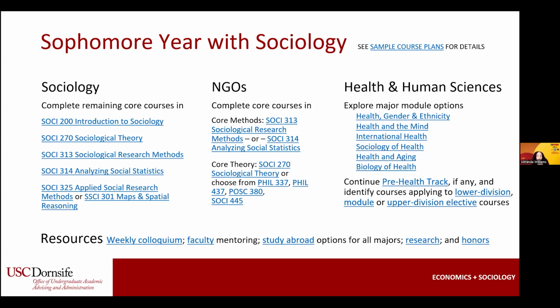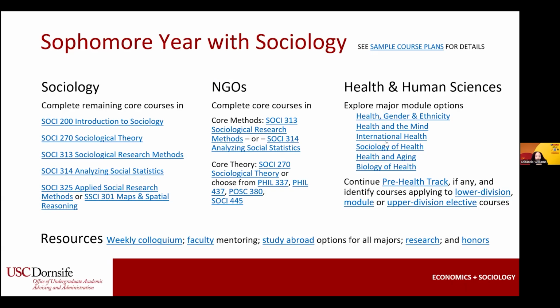For students majoring in non-governmental organizations and social change, common courses to take in your sophomore year are Soc 313 or Soc 314 for the core methods requirement. Students also commonly take their core theory requirement in their second year. So for that, you would either choose Soc 270, Philosophy 337, Philosophy 437, Political Science 380, or Sociology 445.